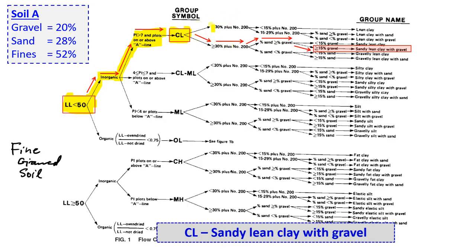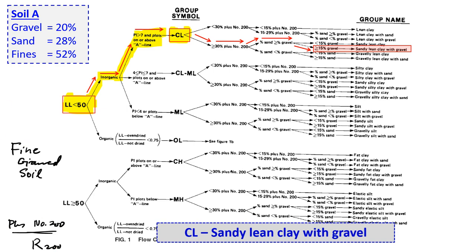Now there are two options here. One, it is written less than 30% plus number 200, and if you remember, I told you in my last class, this plus number 200 means we are talking about retained number 200. So whenever there is written plus number 200, it means we are talking about R200.